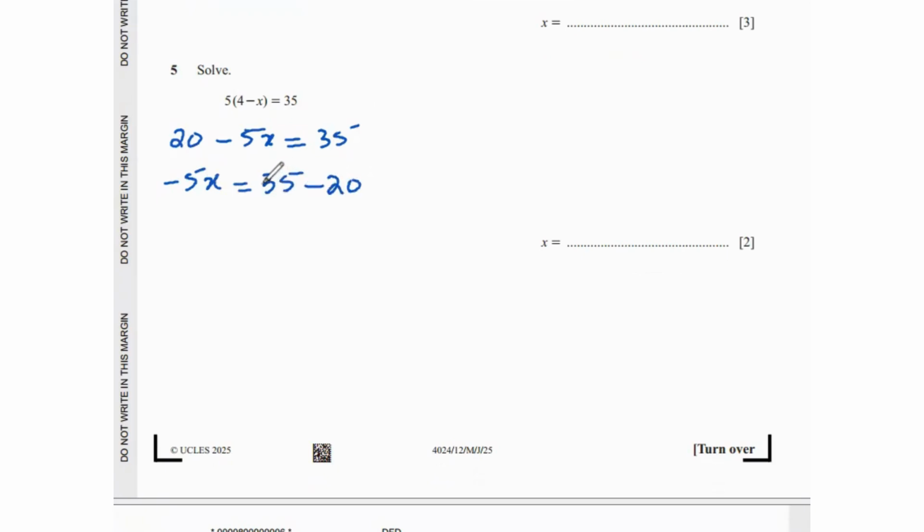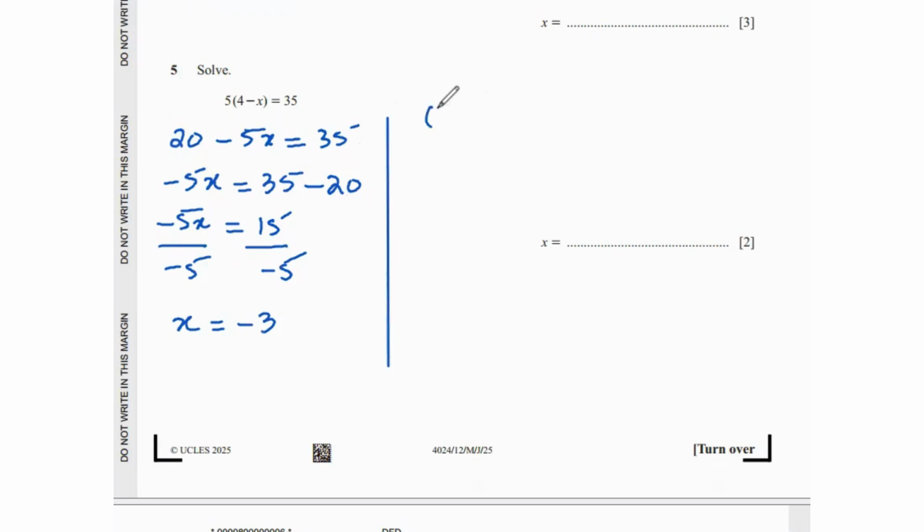When you move a term from one side to the other side, whatever it's doing on one side, it does the opposite on the other side. So since 20 was positive over here, on the other side, it becomes negative. So negative 5x equals 35 minus 20, which is 15. And then we divide both sides by negative 5. x equals negative 3. This was one way of solving this.